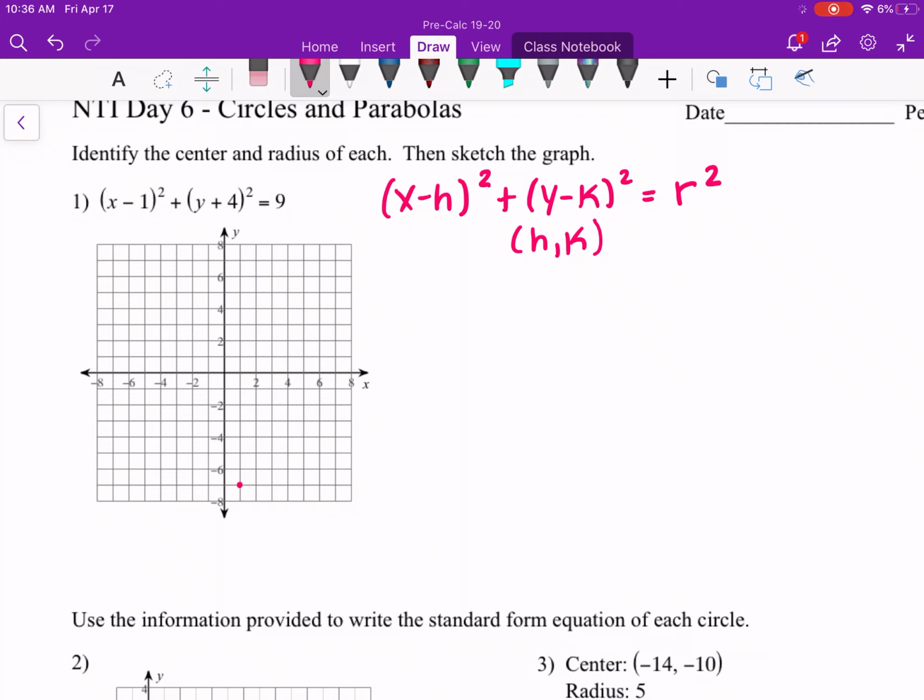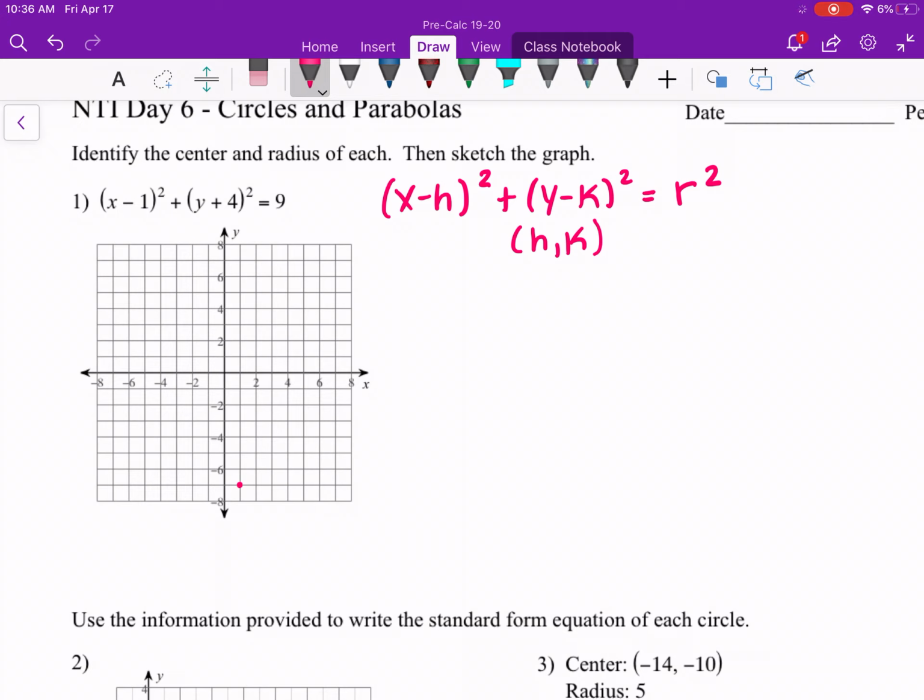So if this is my equation, I've got x minus 1, y plus 4, which means my center is going to be, flip the signs, positive 1, negative 4. So I'm going to go ahead and go to positive 1, negative 4. And then I am going to find my radius. If 9 is my radius squared, remember, take the square root of both sides, and my radius is 3.